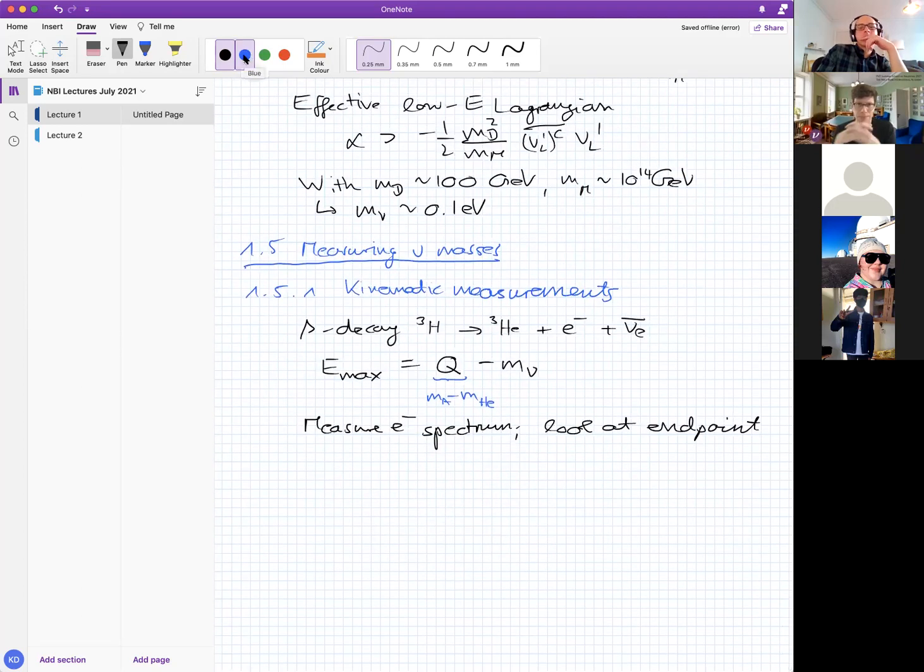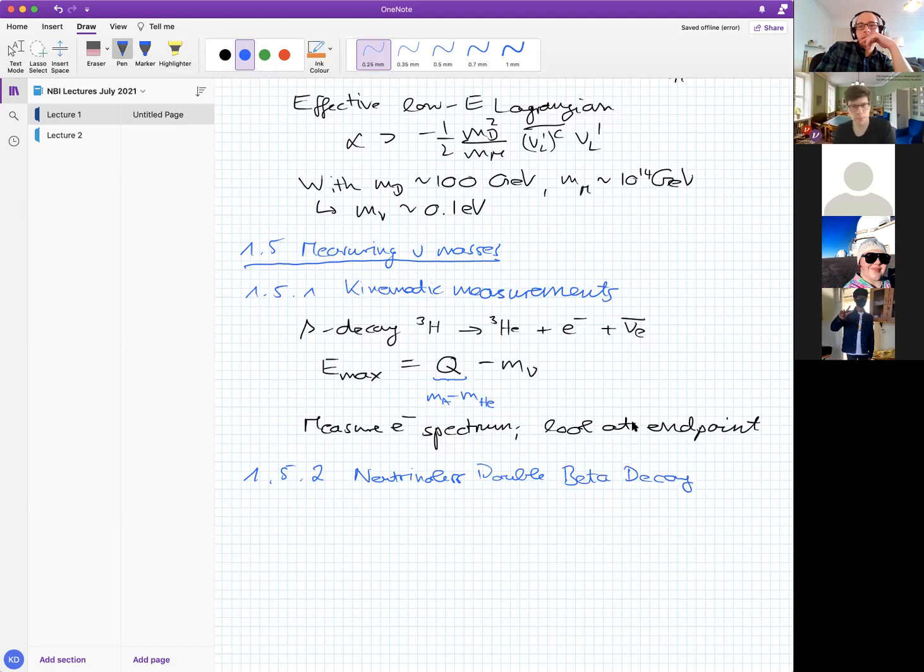I'm going to show you in a moment pictures of an experiment that's actually trying to do that. But before that, let me also mention the second, or one alternative method for measuring neutrino masses, namely neutrinoless double beta decay. I'm not going to mention cosmological neutrino mass measurements here because you're going to have a dedicated lecture on cosmology. But I should say that at the moment, cosmology gives the most stringent limits on neutrino masses.